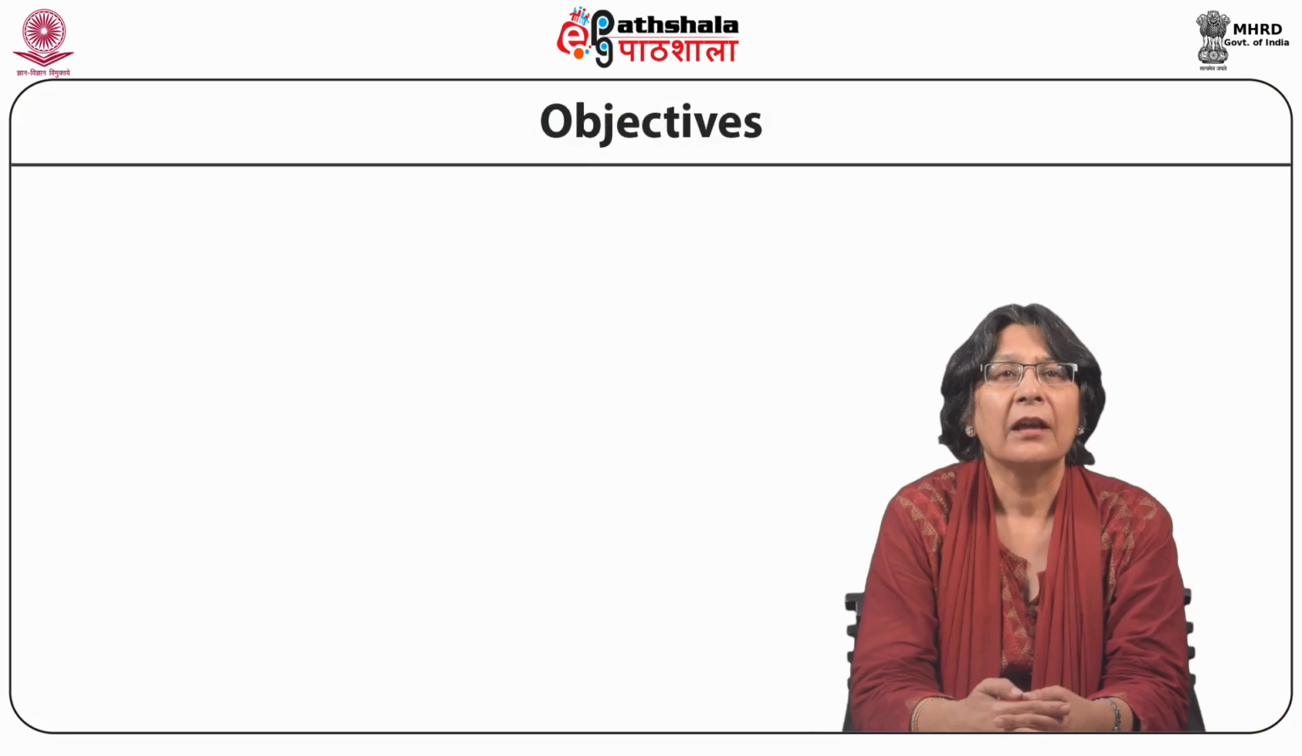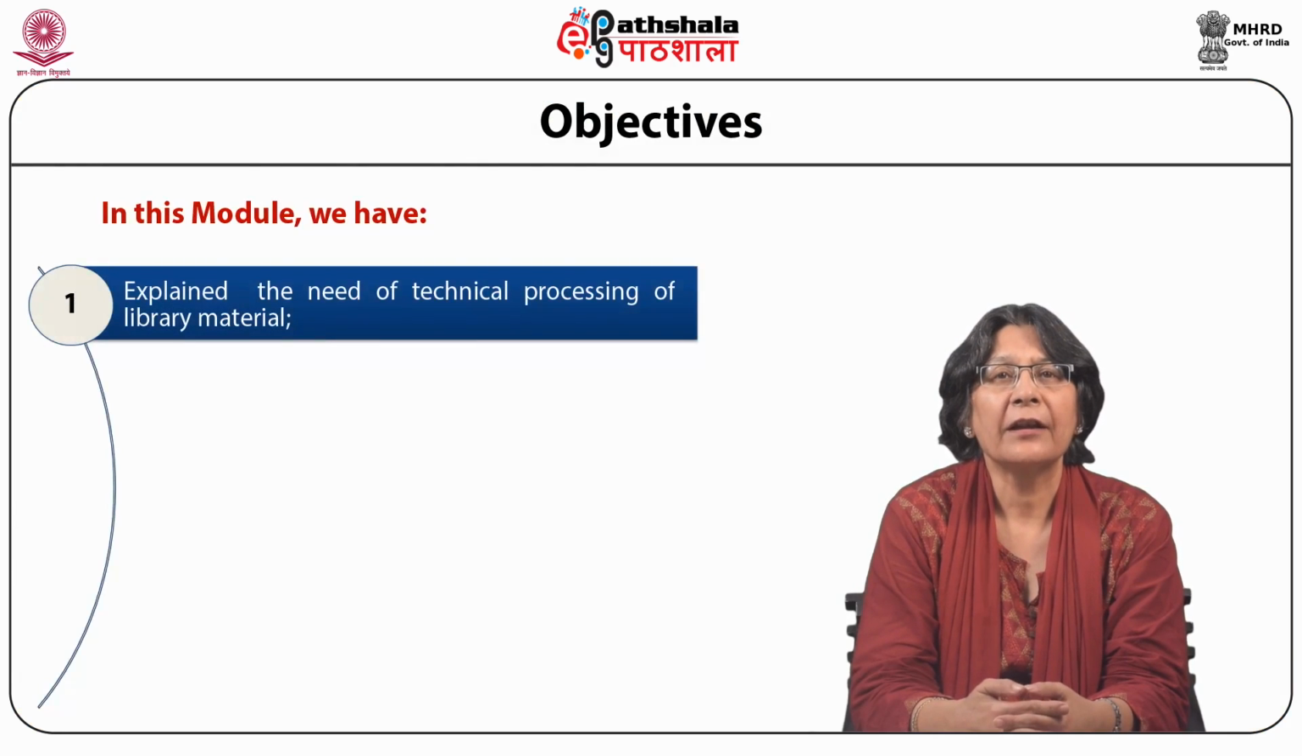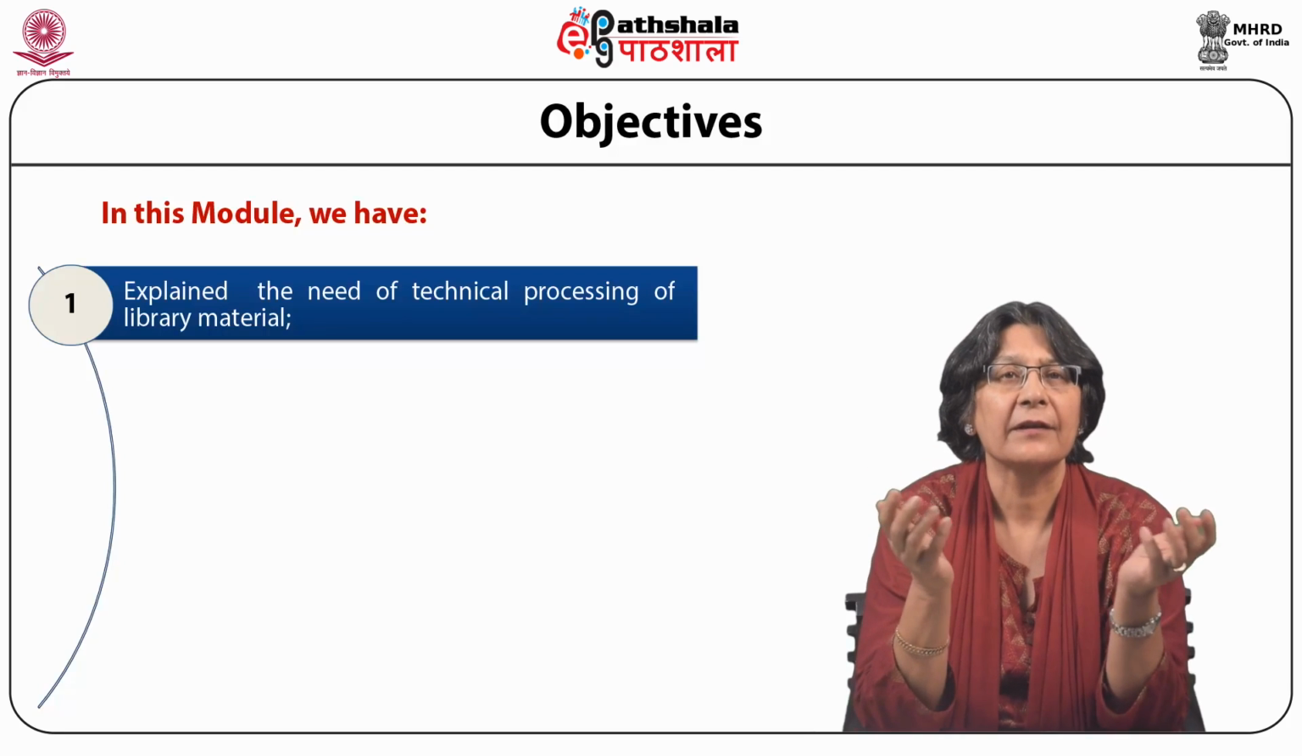Today we are going to talk on the module Technical Processing, Classification and Cataloging. This is from the paper Management of Libraries, Information Centers and Knowledge Centers. In this module, we have explained the need of technical processing of library materials.